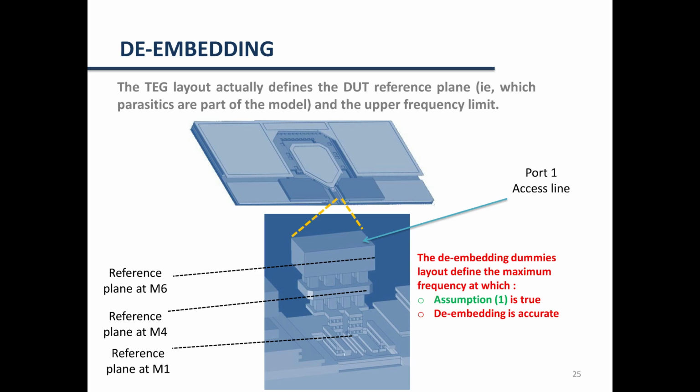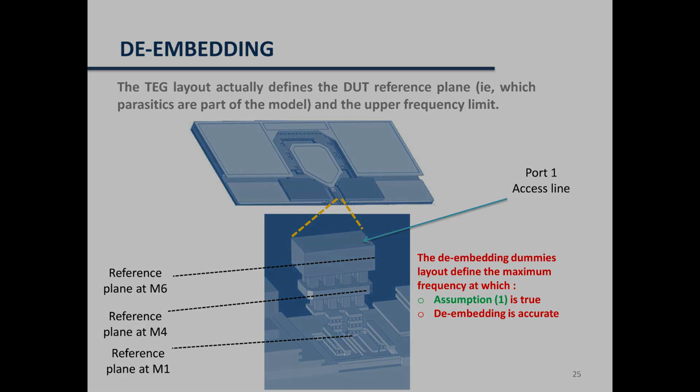Depending on whether you choose the reference plane at metal 6, at metal 4, or at metal 1, your open and short structures will have more or less ideal behavior. And this will define the maximum frequency at which the assumption 1 defined before is true. So this will define the frequency range for which your de-embedding is accurate.